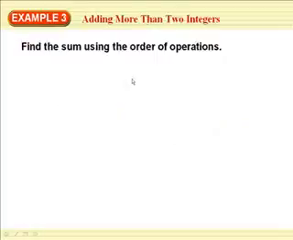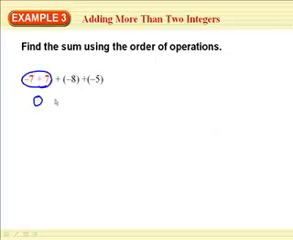Adding more than 2 integers. So as we're going through and we're adding different things, they're finding the sum using the order of operations. So you go through and you have parentheses here. Well, -7 plus 7 right here. You get 0. Plus still the -8 plus the -5.